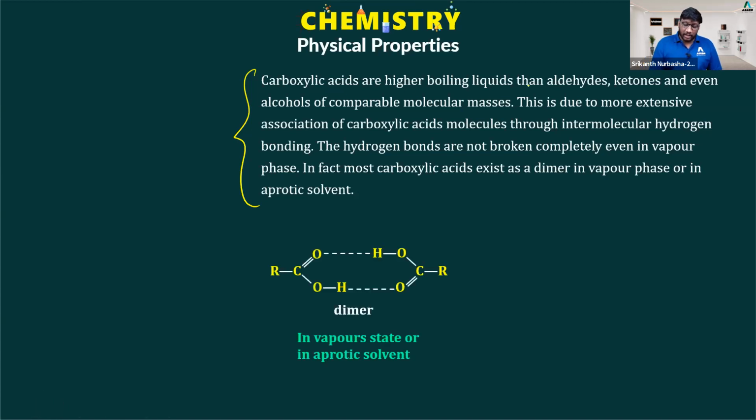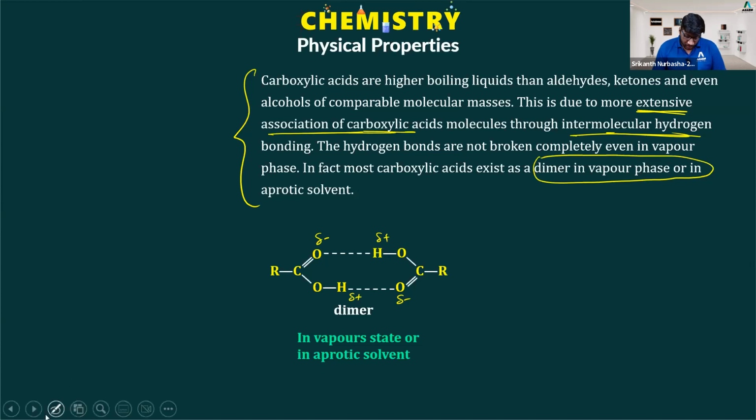Carboxylic acids are higher boiling liquids than aldehydes, ketones, and even alcohols of comparable molecular masses. This is due to more extensive association through intermolecular hydrogen bonding. Two hydrogen bonding sites are there. Partial negative developing attraction with partial positive, partial negative and partial positive. The hydrogen bonds are not broken completely even in vapor phase. In fact, most carboxylic acids exist as dimer in the vapor phase or in aprotic solvent also.